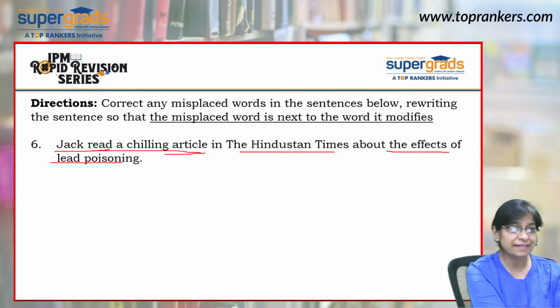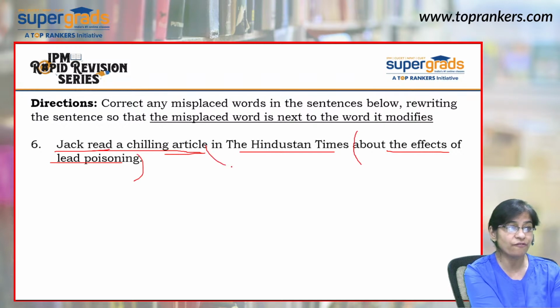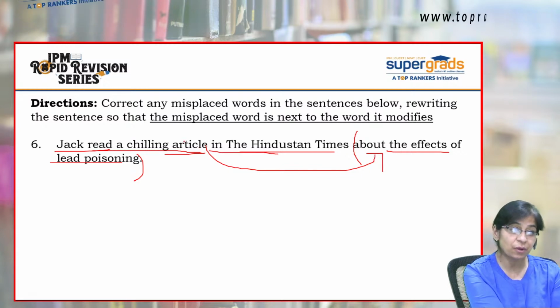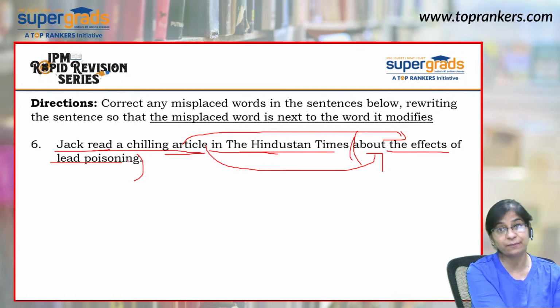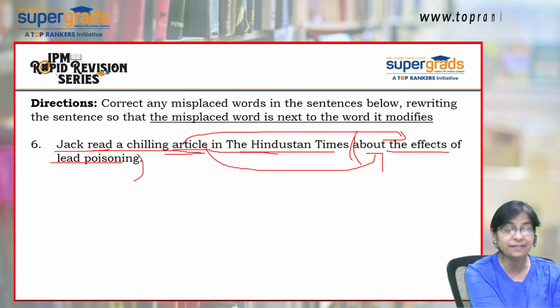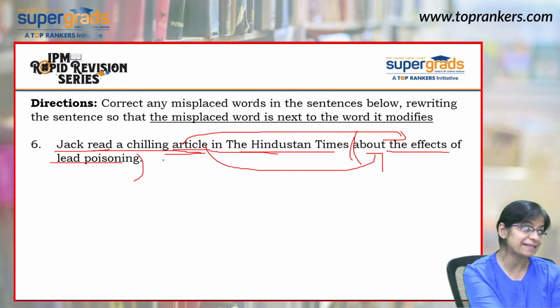See, Jack read a chilling article. How about the effects of lead poisoning in Hindustan Times? Because what was the article about? Well, the effects of lead poisoning. So this part, absolutely right. Very good. About the effects of lead poisoning best modifies the word article. So that is the place where you should place it. That's absolutely right. Fantastic.